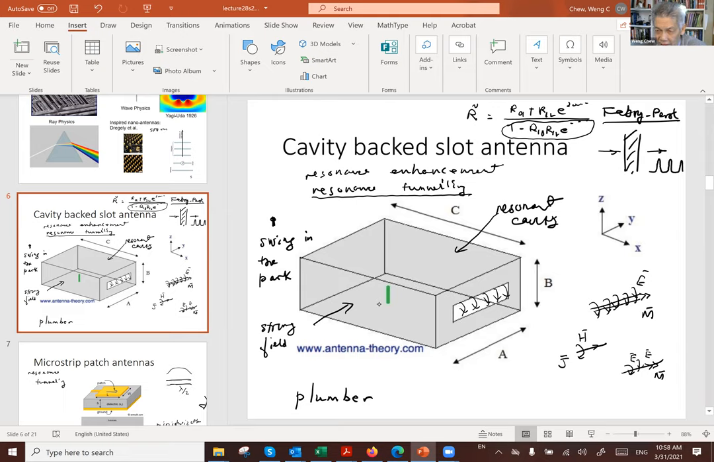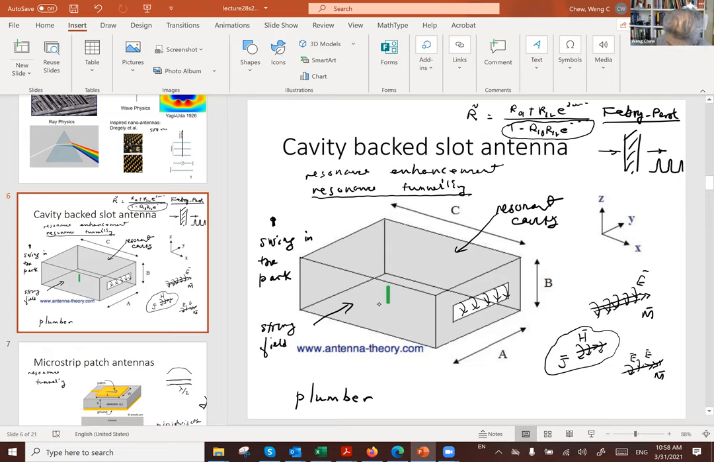When you look at the slot antenna, engineers like to explain its radiation this way. If you have an electric current, the magnetic field curves around an electric current in this manner. Okay. However, if you have a magnetic current, the duality principle should apply. And what you have then is that you have electric field curling around the magnetic current now.